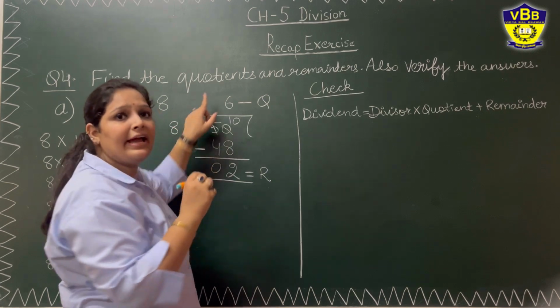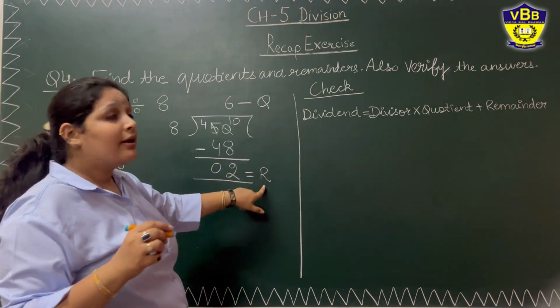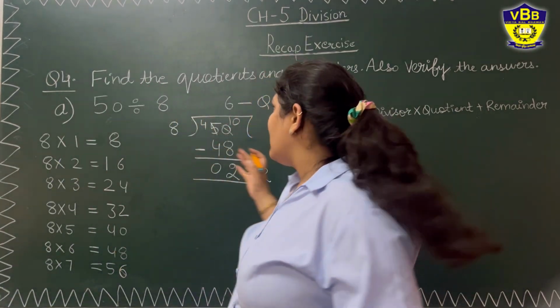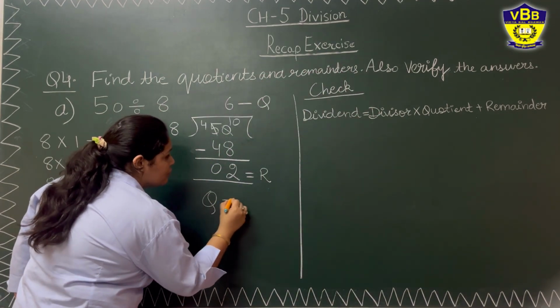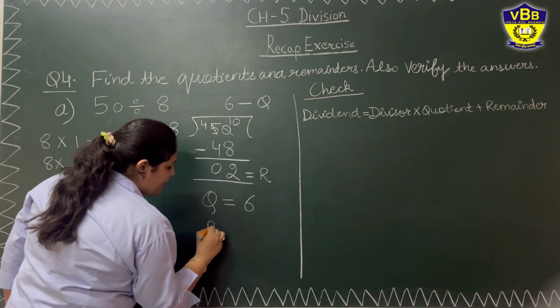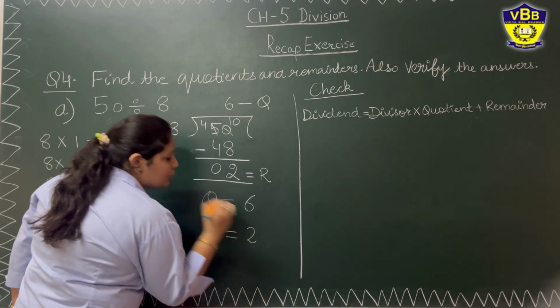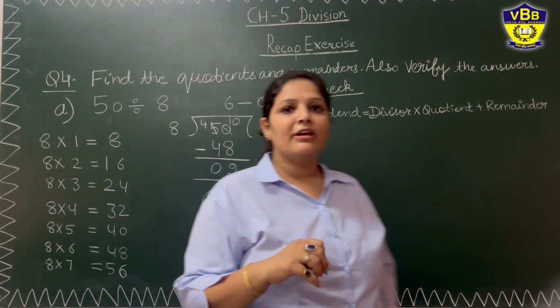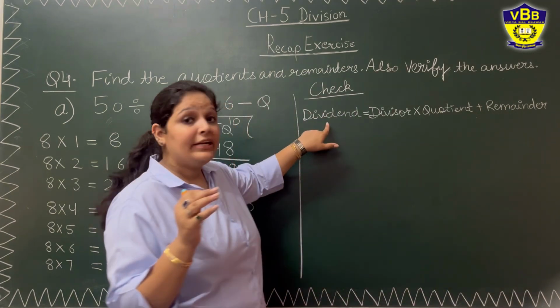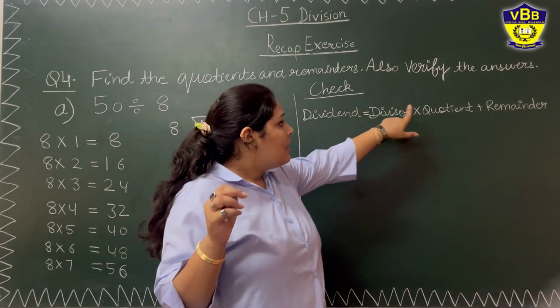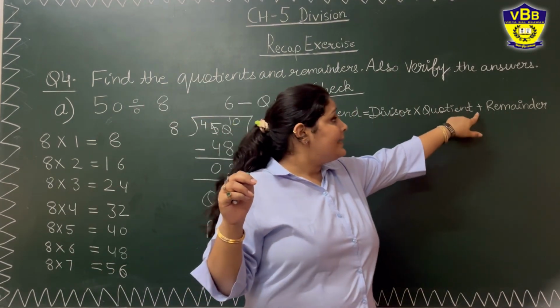The answer we get is known as the quotient, and the number which is left after dividing is known as the remainder. So we have found the quotient is 6, and we have also found the remainder, that is 2. Now we need to check whether we have done it correctly or not. As you all are aware of this formula: dividend is equal to divisor multiplied by quotient plus remainder.